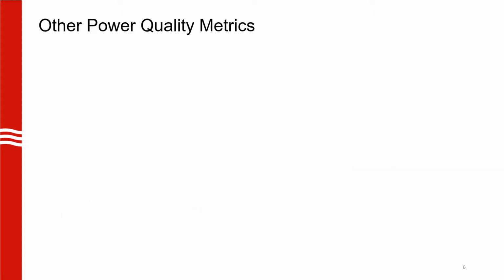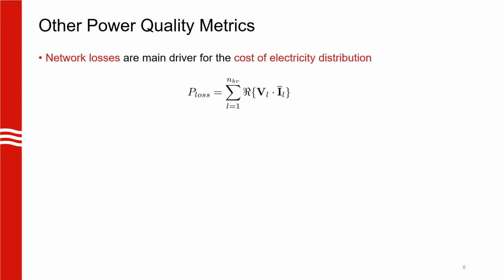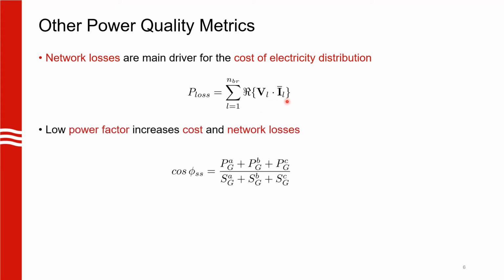Moving to the other power quality metrics that we look at in our work, the first one is network losses, as I mentioned before, because they drive the cost of electricity distribution. We calculate network losses using the voltage drop and the current flowing through all the branches in the grid. The other power quality metric we look at is the substation power factor, which is the ratio of the active power to the apparent power.